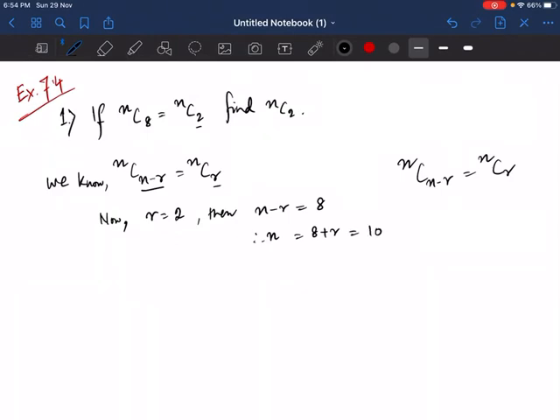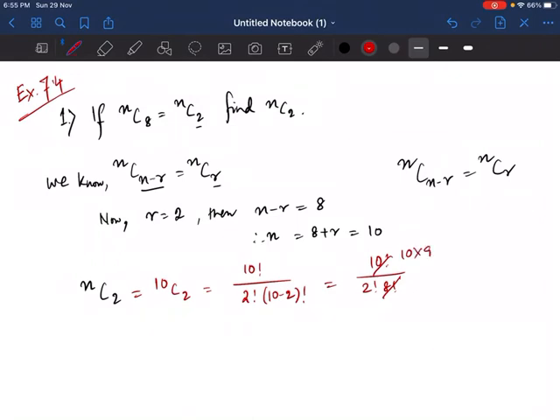So we need to find nC2, which is 10C2, equal to 10 factorial divided by 2 factorial, then 10 minus 2 factorial. Subtract these two. So what you get? 10 factorial divided by 2 factorial, then 8 factorial, that is 10 into 9, and here you have 5, so it is 45. So that's my answer. That's how we find it.